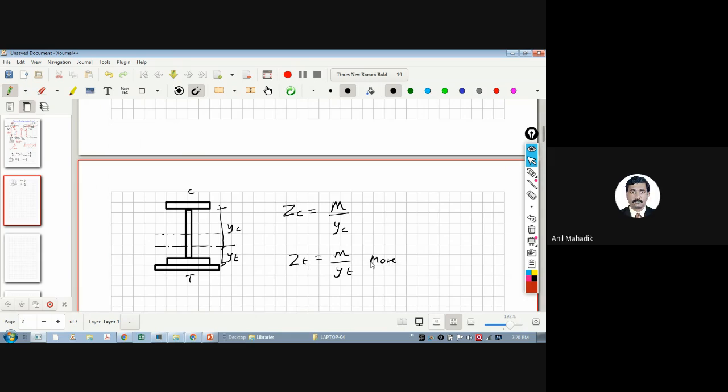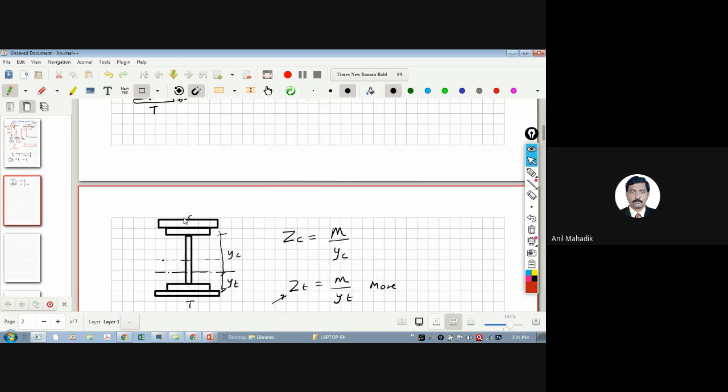So definitely many times we require more Z. If you are expecting Z more at the tension face, then you can add the plates here. But generally the design is governed by the compression. So you can add one or more plates on the compression face also. Okay, so this is the general case.